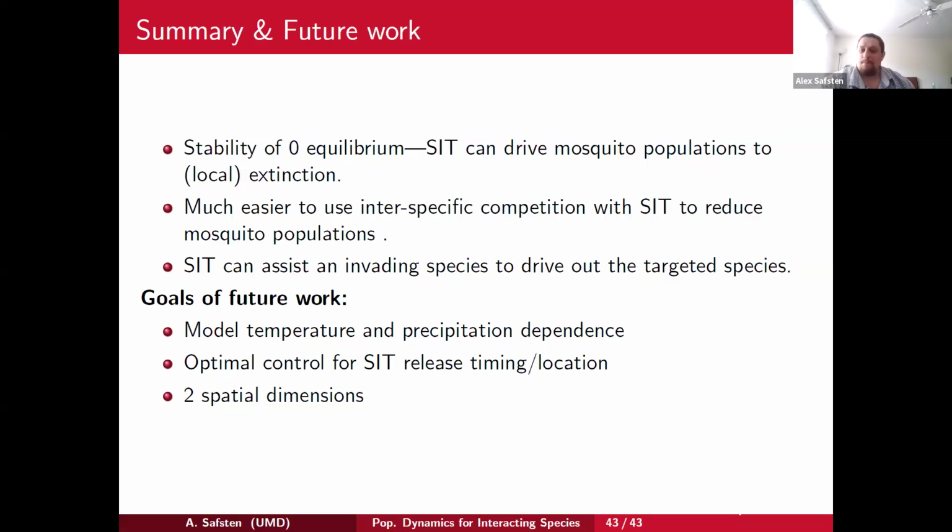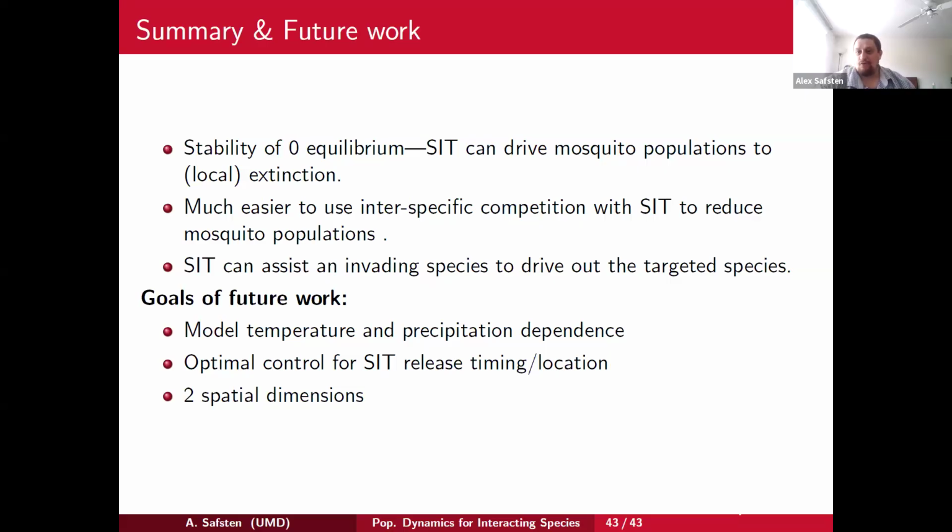We'd like to model temperature dependence because mosquitoes are very sensitive to temperature, and that would allow us to model the annual dynamics of mosquitoes when it's warm and when it's cooler. Rainfall also makes a big difference because it means there's more territory for them to breed. And so that would allow us to have some more accurate models of what's going on in the territories where mosquitoes are actually a big issue.